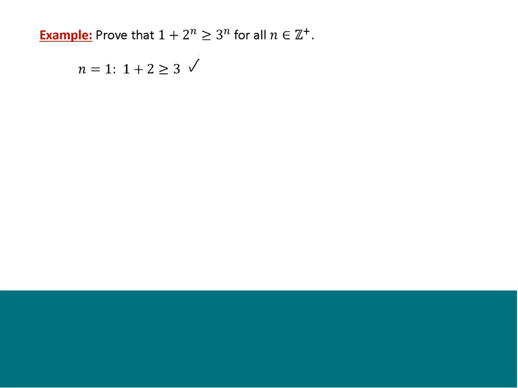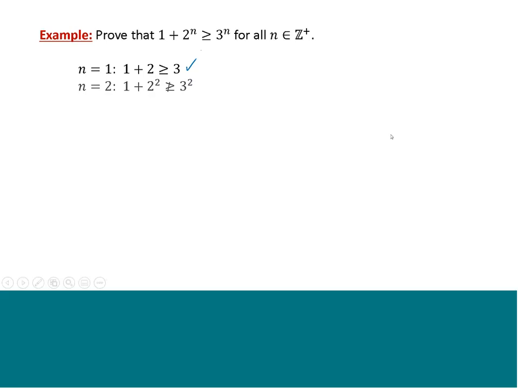And let me actually go back and change that color just because it's not going to show up well with all of the typed words. I'm not liking the red, so we'll go to blue. So this does work for n equals 1. But the statement says it actually has to work for all positive integers. So we still need to look at, well, some of the other ones.